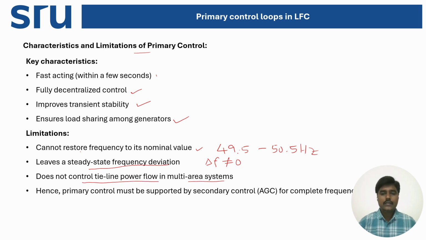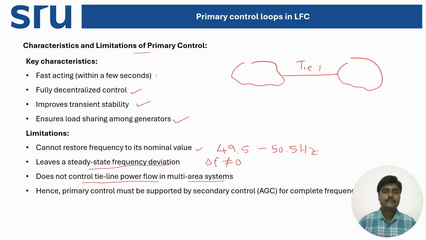In general, most control areas are connected with the help of a tie line. For example, let's say this is area 1 and this is area 2. Two independent areas can be interconnected by using a transmission line, which is called a tie line. This tie line power flow cannot be controlled by the primary control.